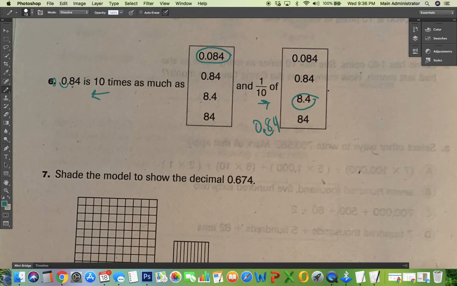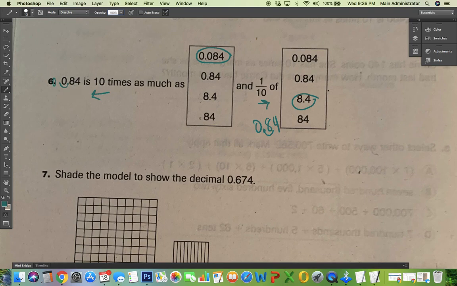So let's see if that makes sense. 84 hundredths is 10 times as much as that. Yep, that's 10 times bigger. And then 1/10 of means that this should be smaller than this number, 8.4, and that does look smaller. So I think I did my decimals right.